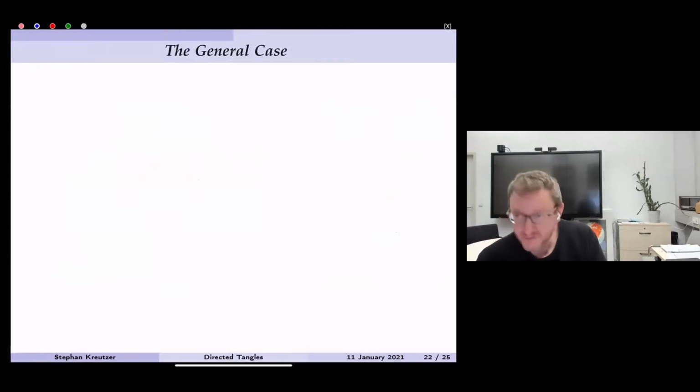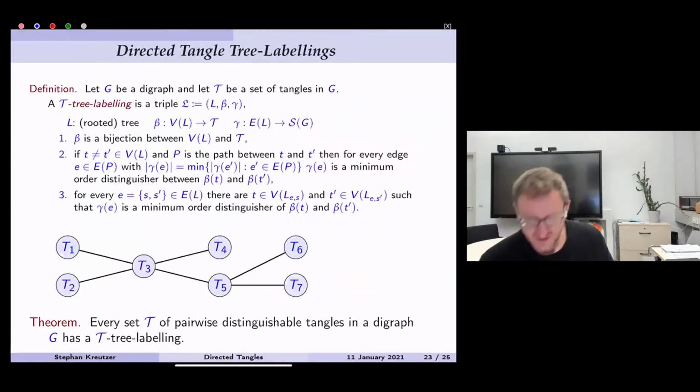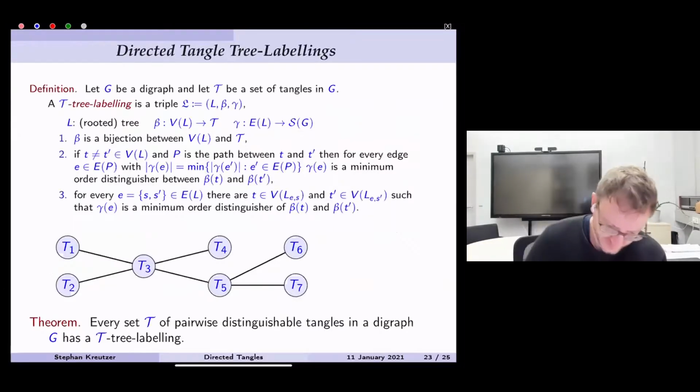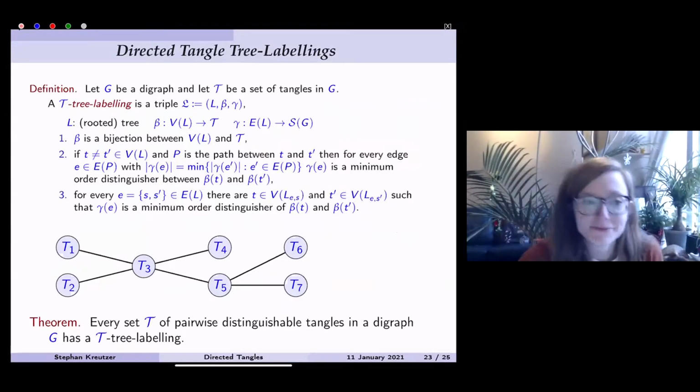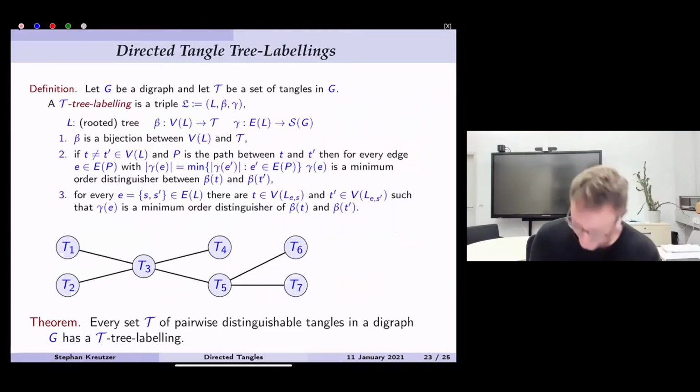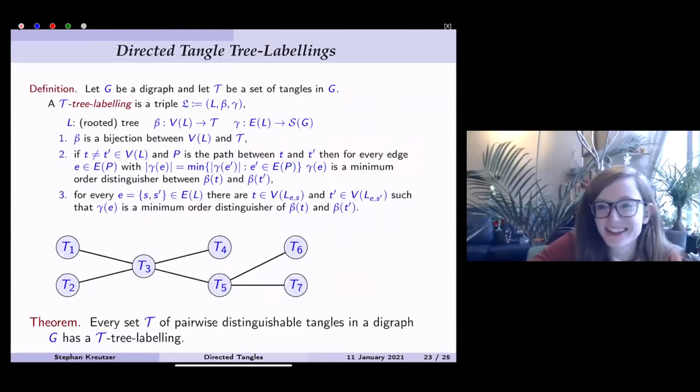So it's still a decent tree labeling. Let me not say more about this proof. I think that's good enough. By the way, as per time, we have about 5 more minutes. So it's probably better not to say more about this.